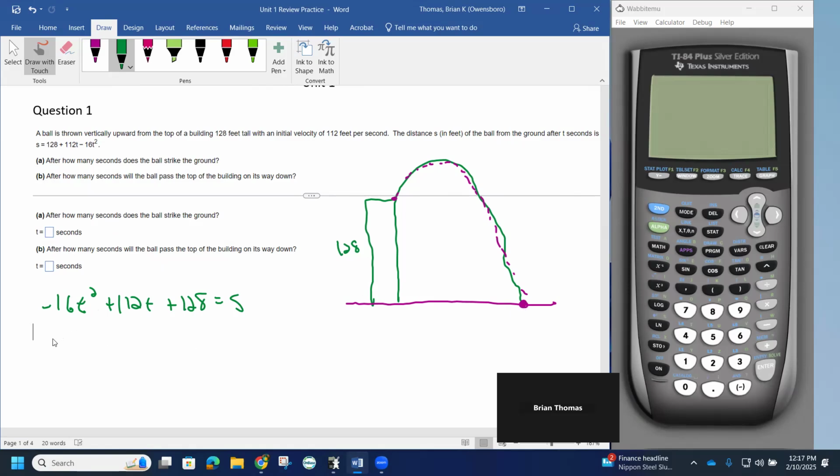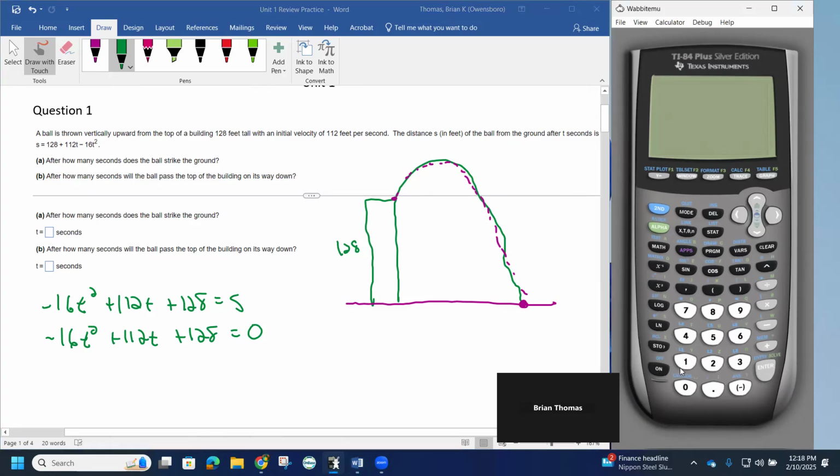So to solve, our equation becomes negative 16t squared plus 112t plus 128, and the height off the ground is actually 0 feet, if you will. So the s gets replaced with the 0. So we have a quadratic equation. Now, to make this a little bit easier, I'm kind of curious, are the 112 and the 128 divisible by this negative 16, or 16, if you will?